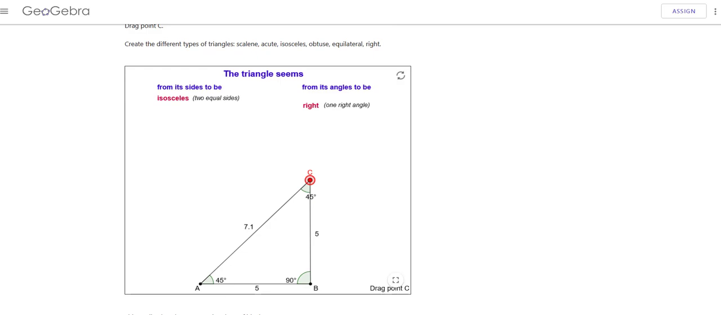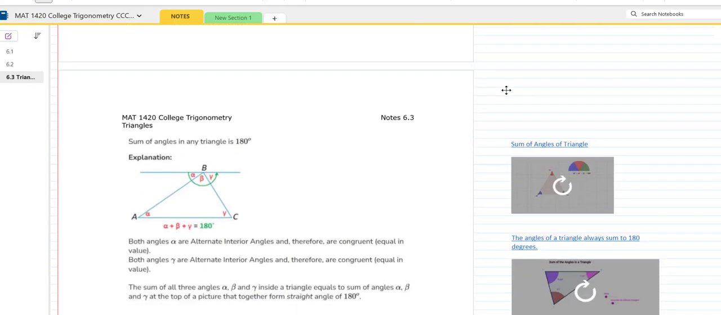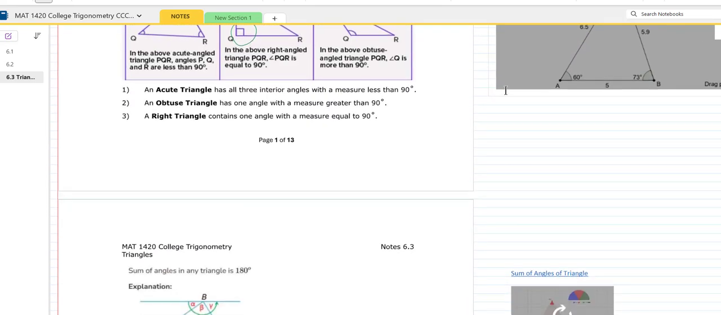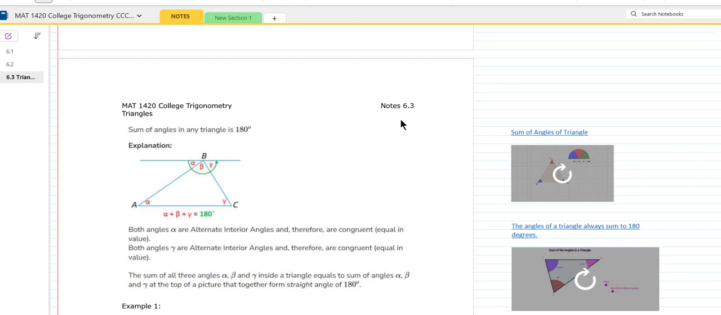Okay, so I'll go back to where I was, and then we're going to do just kind of an activity where we classify some angles and stuff. Another thing that I want to show you is the sum of all angles in any triangle is 180 degrees. What this diagram is attempting to show you is you could take these three angles represented by alpha, beta, and gamma, and they would make a straight line.